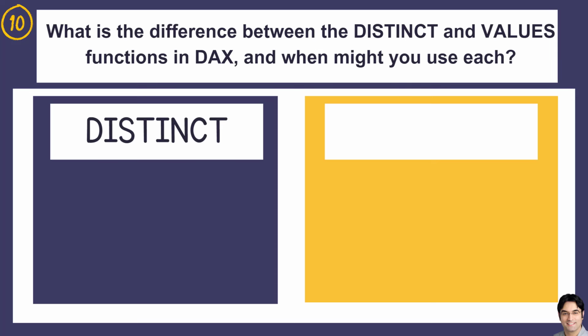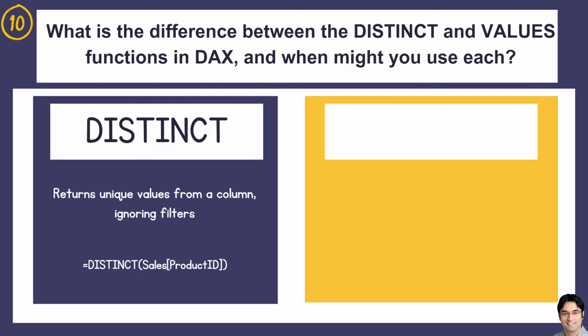DISTINCT returns unique values from a column, ignoring filters. It's primarily used when you need to ensure that the values returned are unique across the entire dataset. For example, DISTINCT(Sales[ProductID]) would return a list of unique product IDs from the sales table.